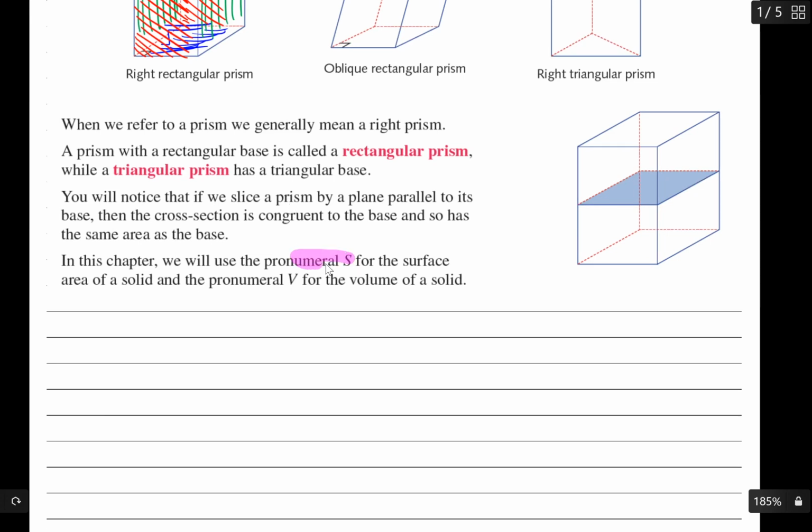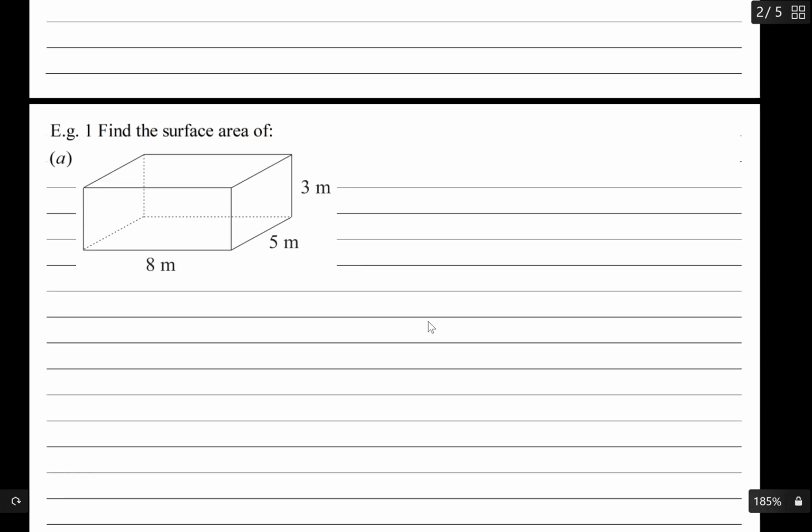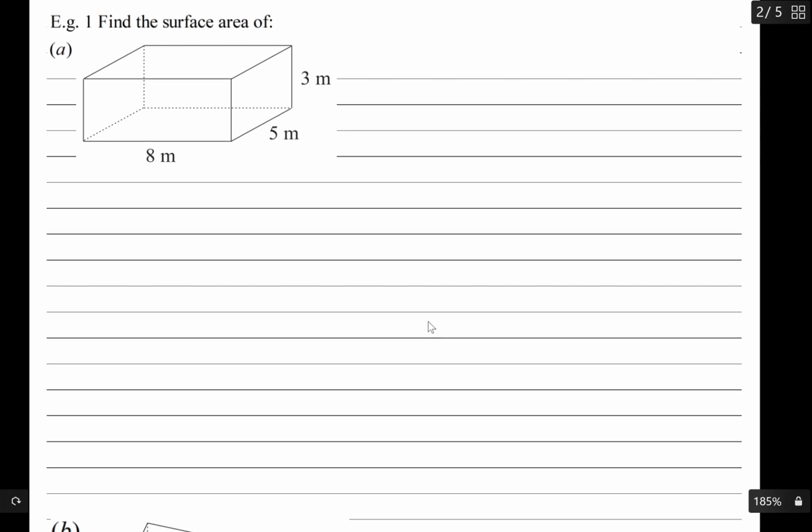Also take note of the abbreviations. We're going to use S for surface area, and we're going to use V for volume. So let's jump into an example. Find the surface area of, well, our first one here, again, it's a rectangular prism. I'm going to have 6 faces.